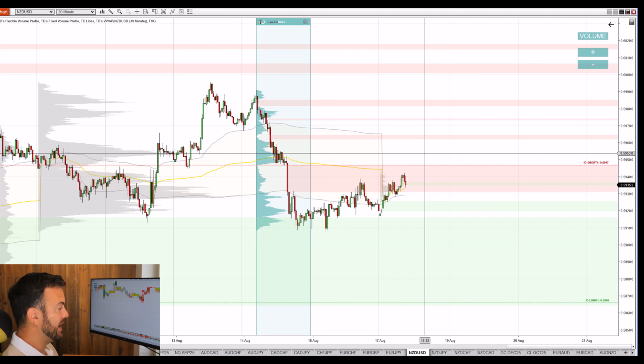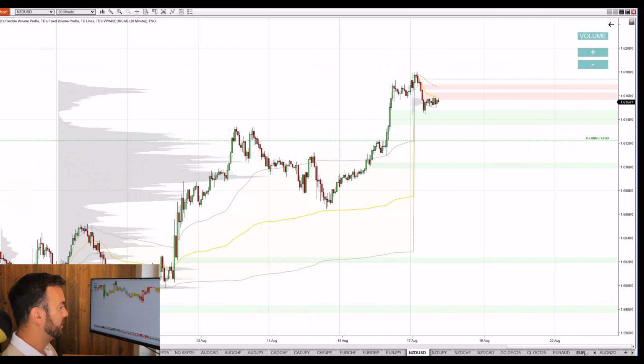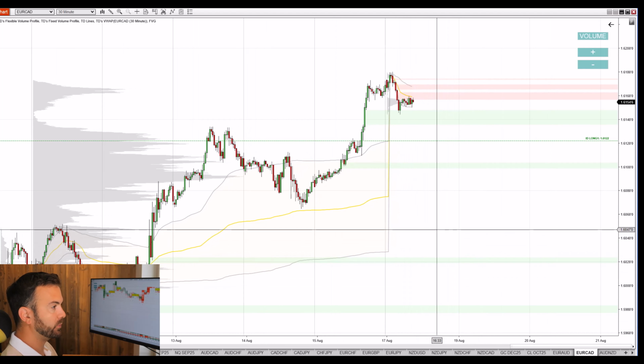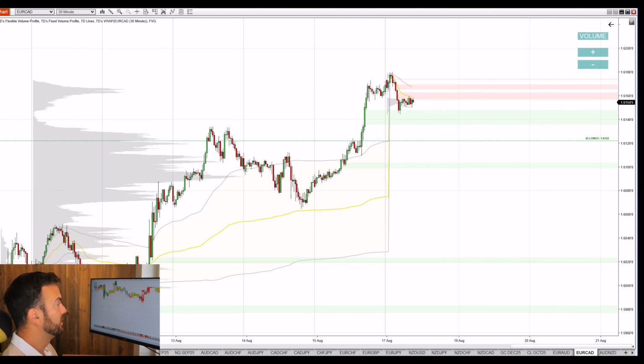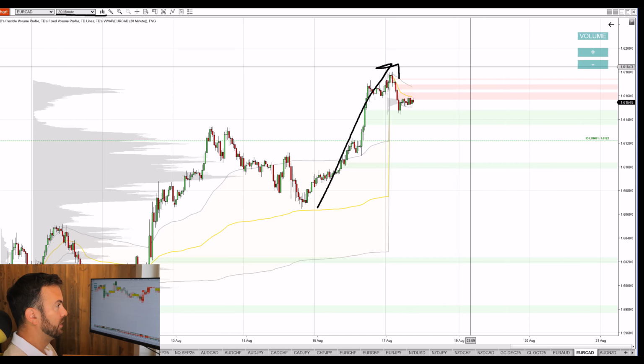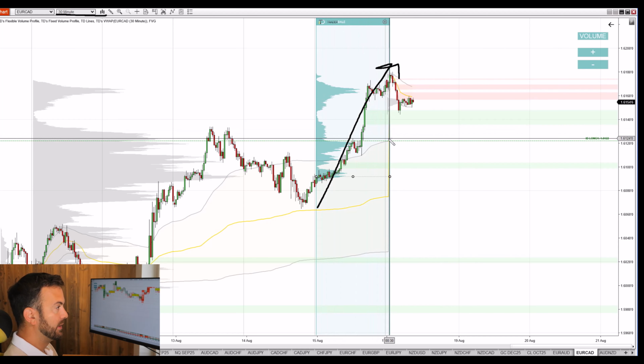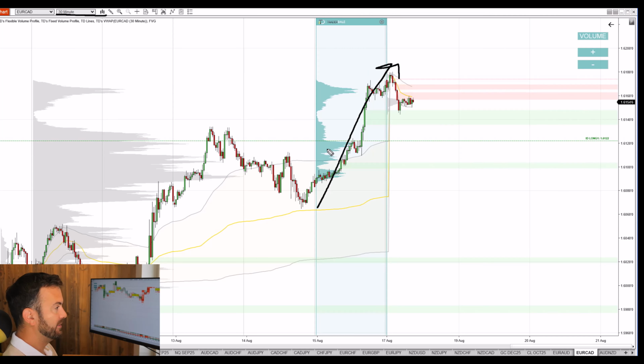Now the last trading idea will be on the Euro Canadian dollar, so let's check it out. In here we have a rather similar scenario actually, only it is reversed. In this case we have an uptrend right here. By the way, this is a 30-minute chart of the Euro Canadian dollar. And in this uptrend, let me show you with volume profile. In this uptrend, we have a significant volume cluster, this one, right?